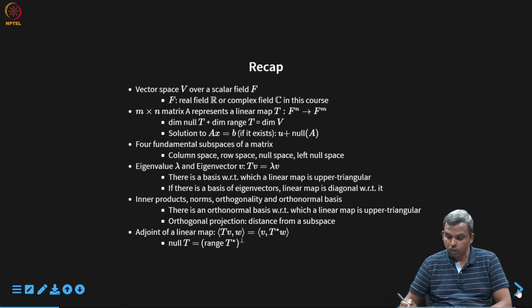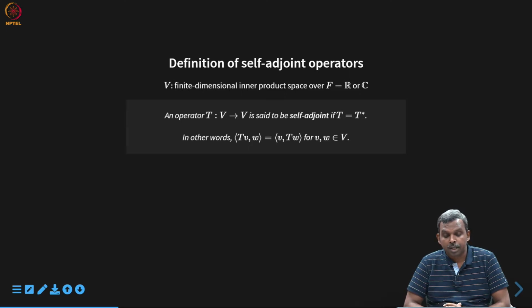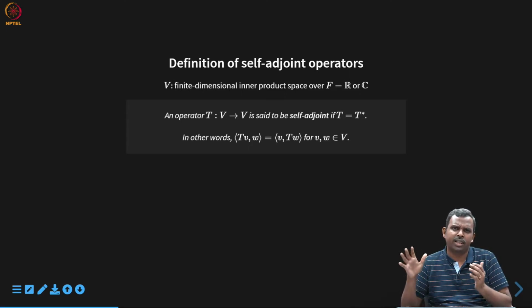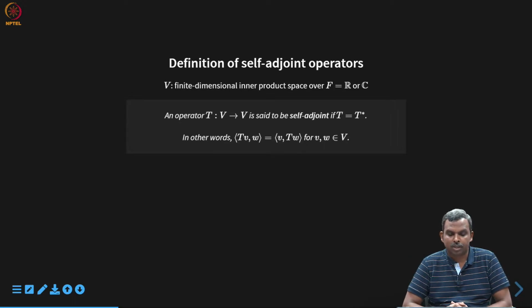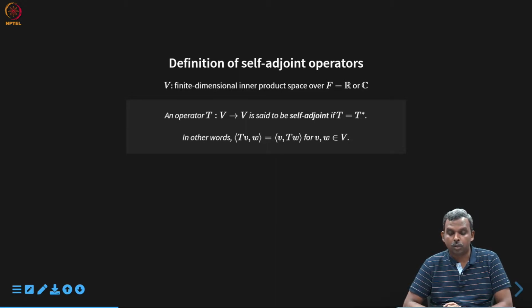So this lecture is all about self-adjoint operators. Let's start with the definition of what they are. Once again, we'll start with a finite dimensional inner product space, which is what gives us the adjoint and all that. So we start with a finite dimensional inner product space over a real or complex field. Here's the definition. An operator T from V to V is said to be self-adjoint if T equals T star. The definition and the word are very clear: the operator is its own adjoint. So T equals T star.